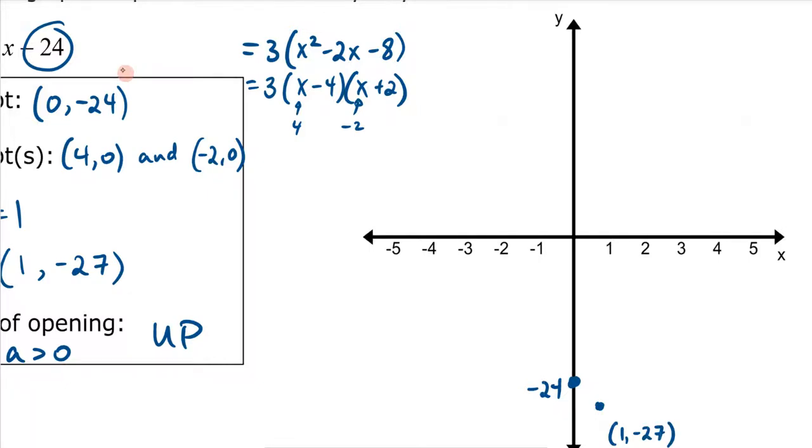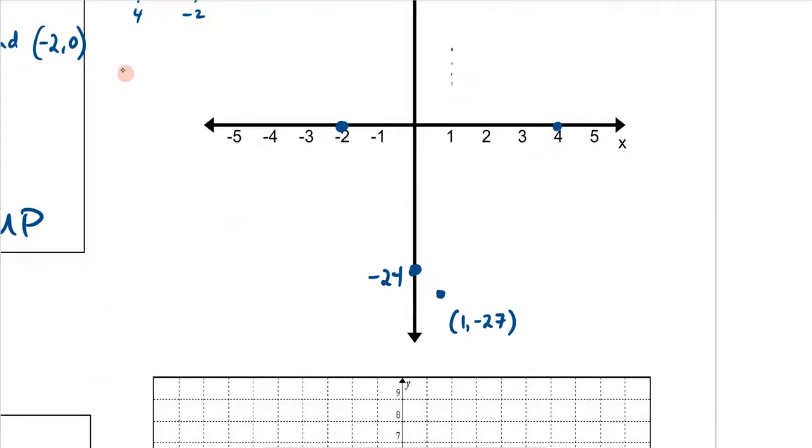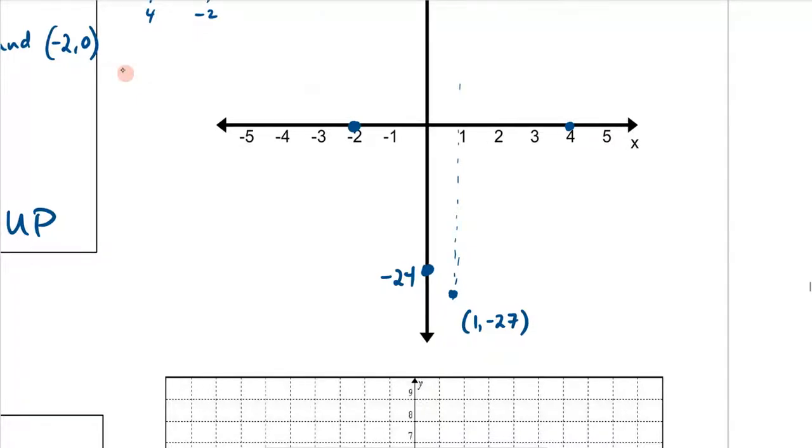Sketch doesn't have to be super accurate. And you have an x-intercept here at negative 2 and here at positive 4. So here we just draw our axis of symmetry. It's not very accurate. And try to draw a mirrored image point here at 2. And then we can draw the rest of our parabola. There you go.